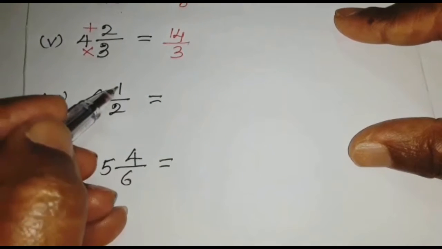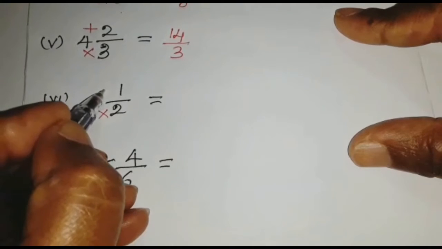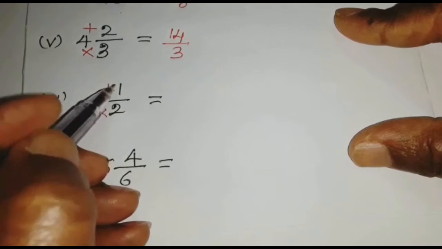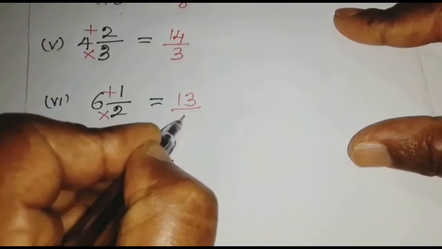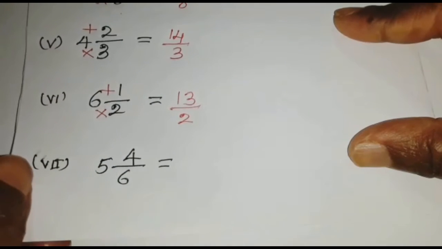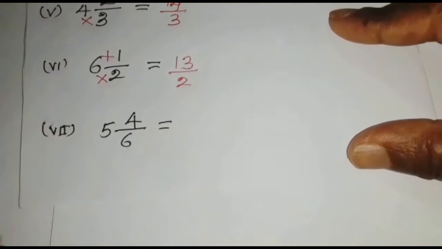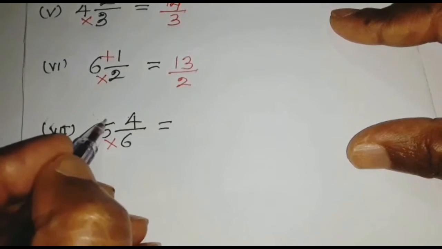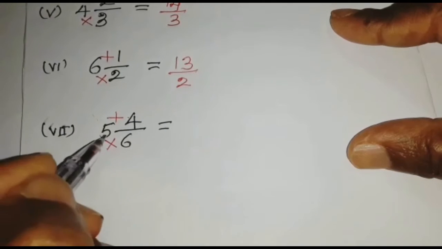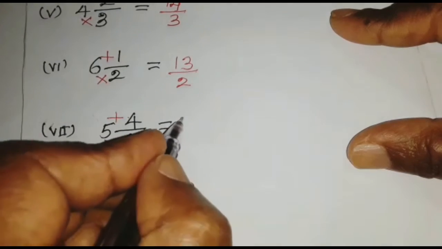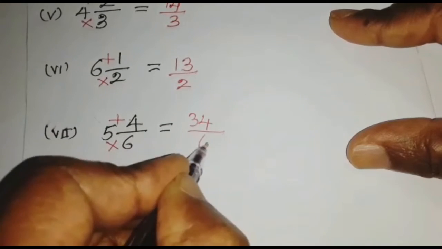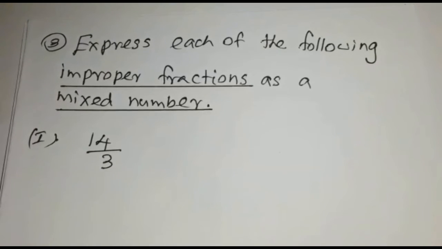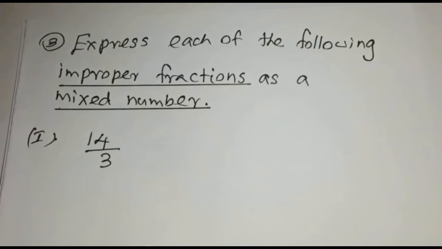Next one, 6 1/2. We have to multiply and these two we have to add. 2 into 6, 12 and plus 1, 13. Denominator is 2. Seventh one, 5 4/6. We have to multiply 5 and 6, and later we have to add 4. 6 into 5, 30. 30 plus 4, 34. Denominator is 6.